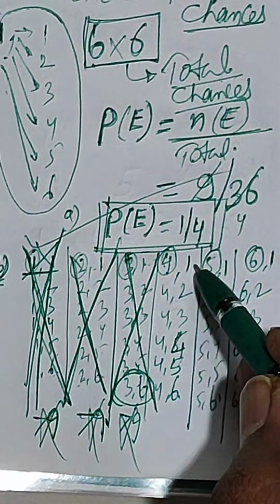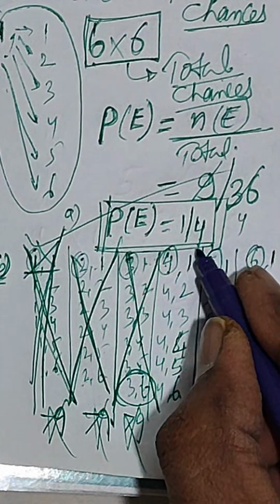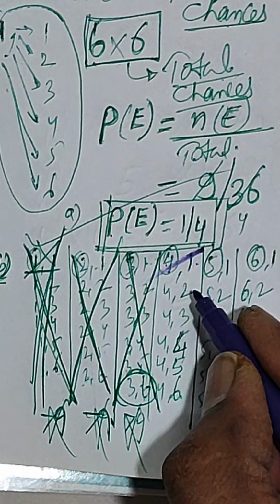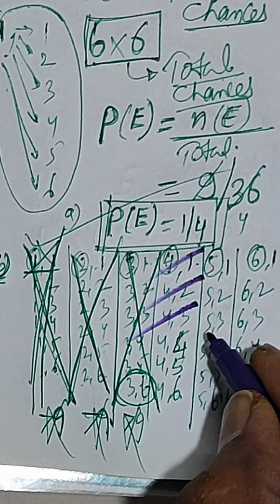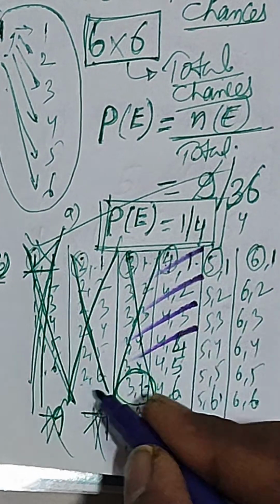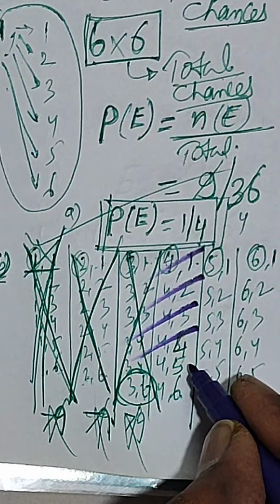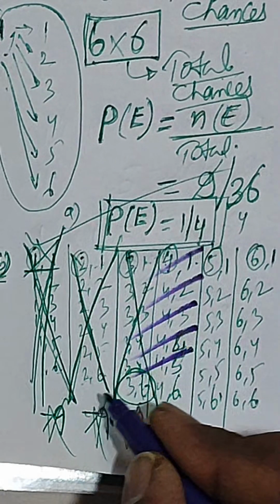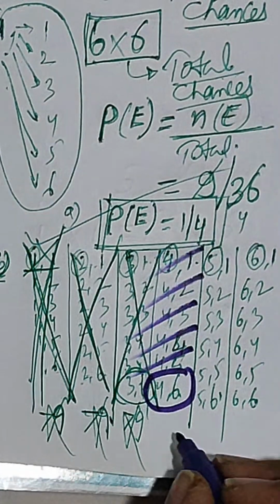4 1, is it greater than 9? No, my dear friend. Cancel it. 4 2, greater than 9? No, cancel it. 4 3, 7, greater than 9? No, cancel it. 4 4, 8, greater than 9? No, cancel it. 4 5, 4 plus 5 is 9. Is it greater than 9? No, cancel it. Yes, 4 plus 6 is 10. This is greater than 9.